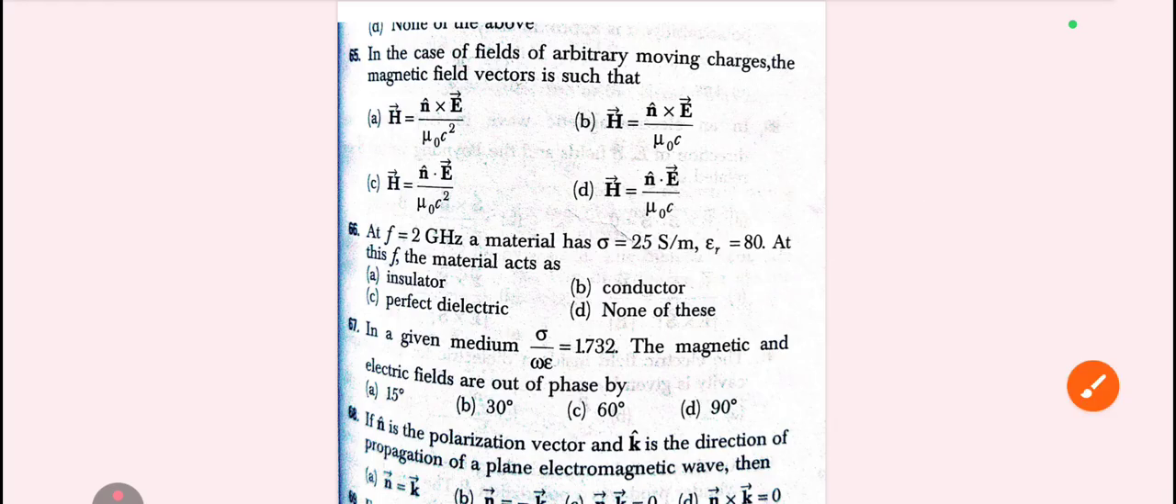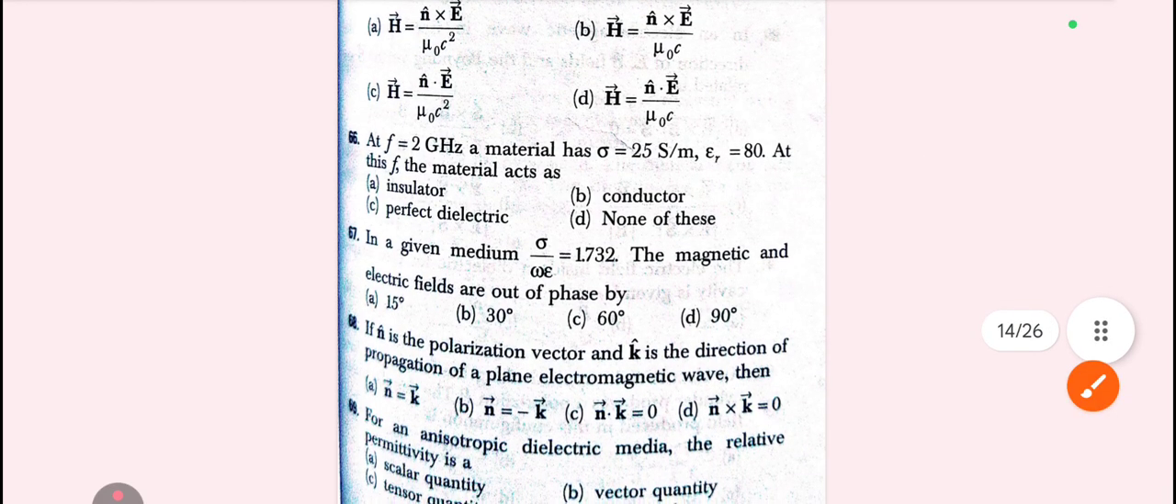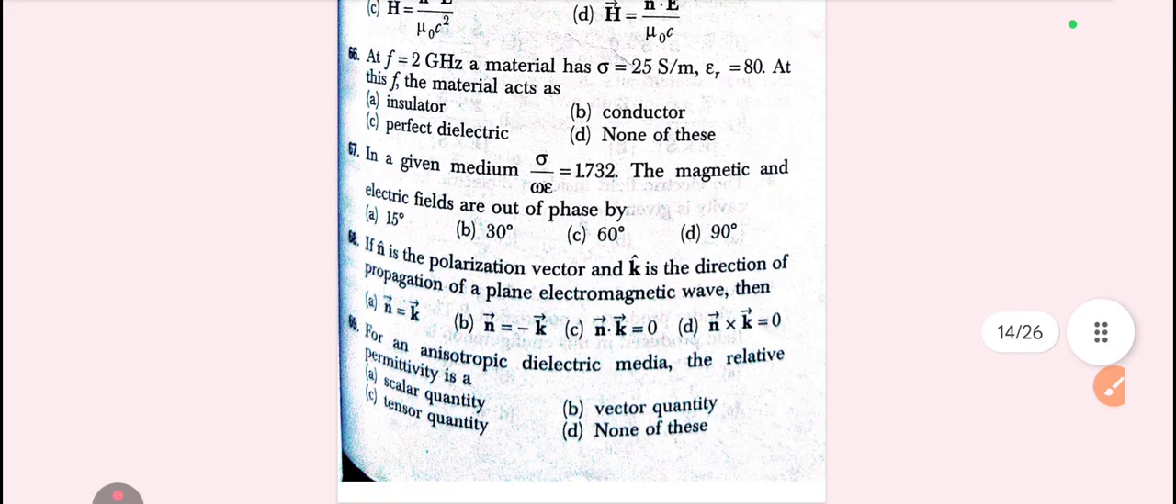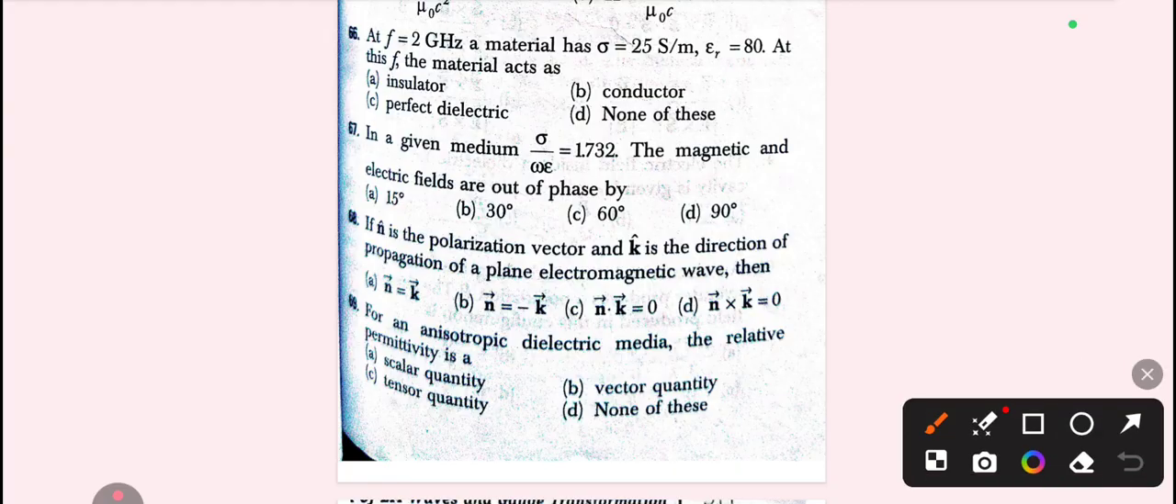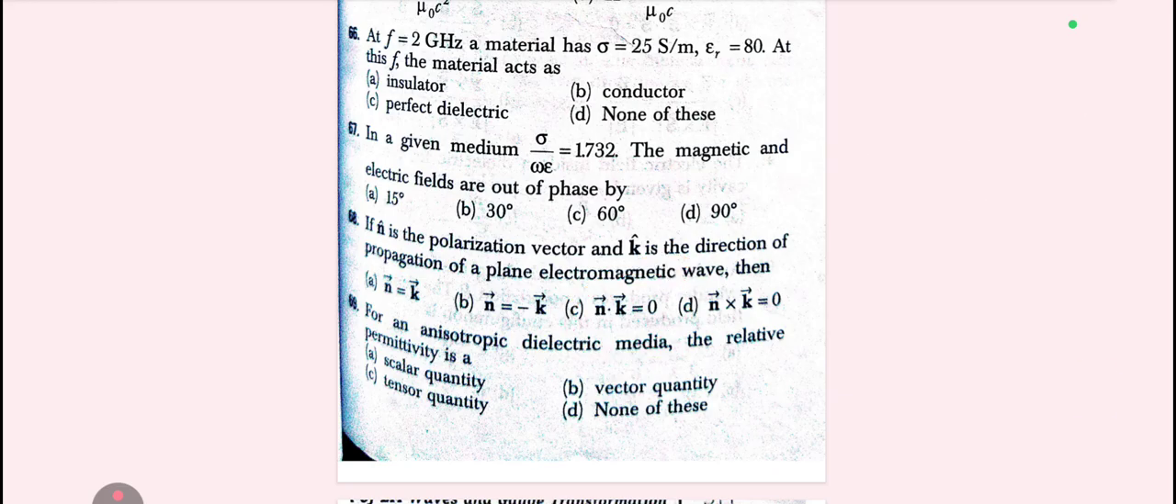Question number 61. I don't know much about this question. If n is a polarization vector and k is the direction of propagation of the electromagnetic wave, then clearly option number C over here: n dot k equals to 0. This is the general equation.